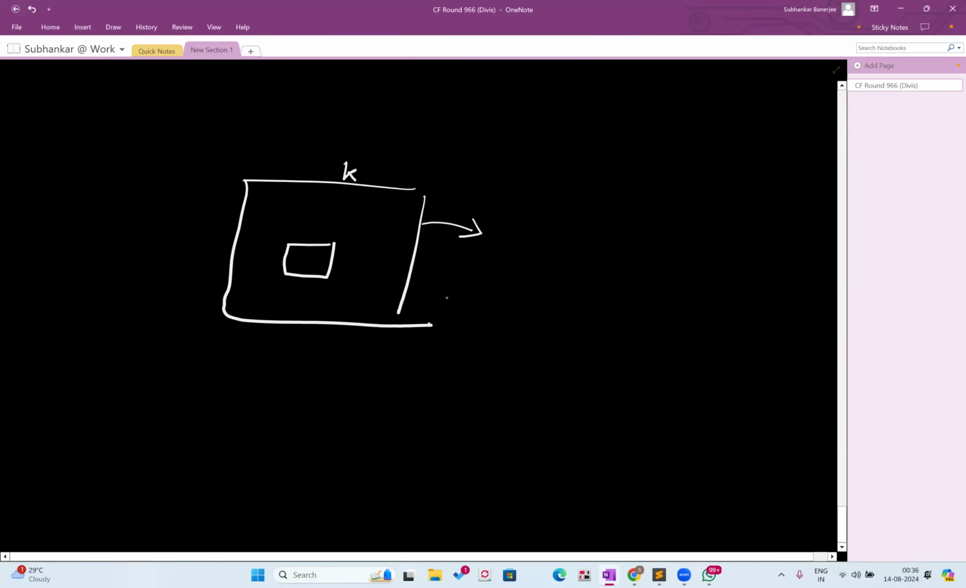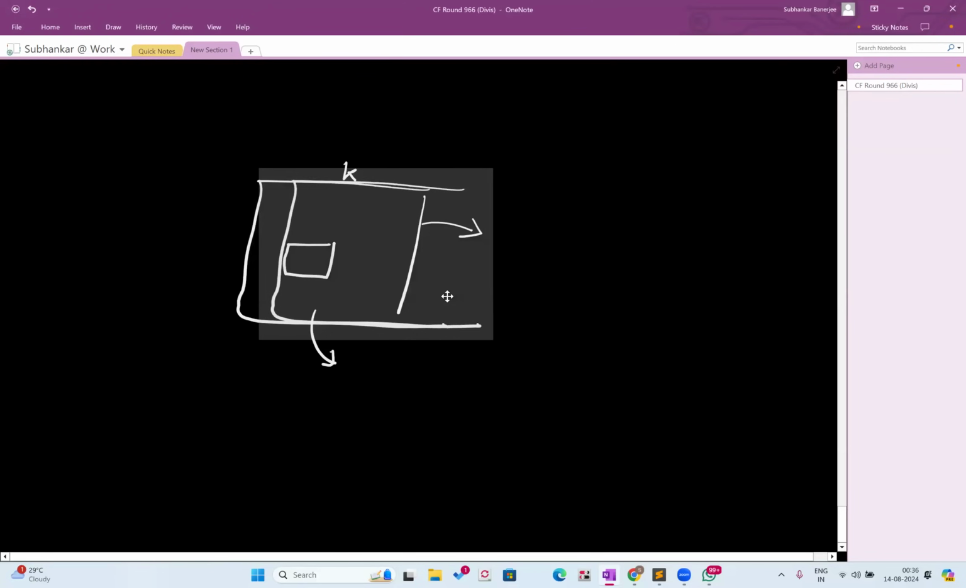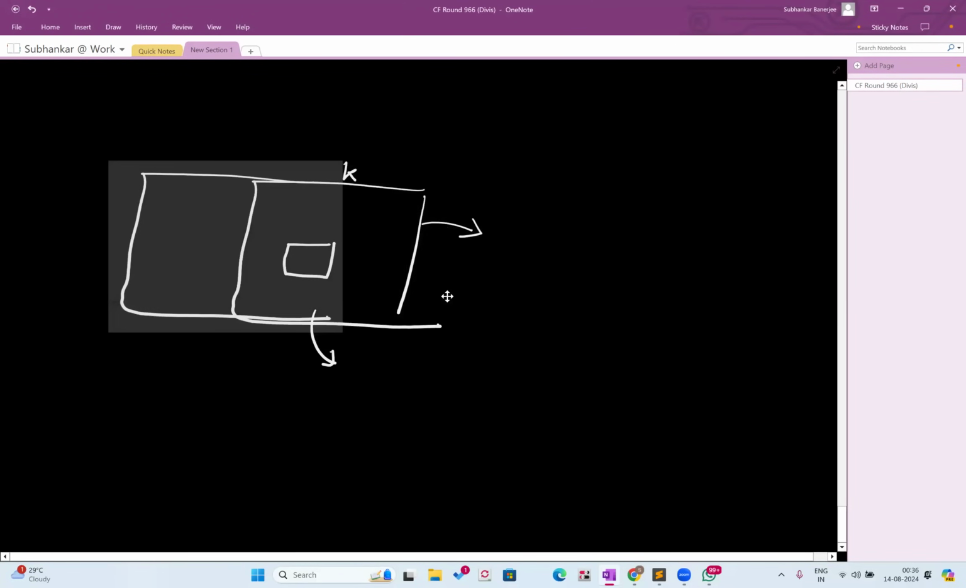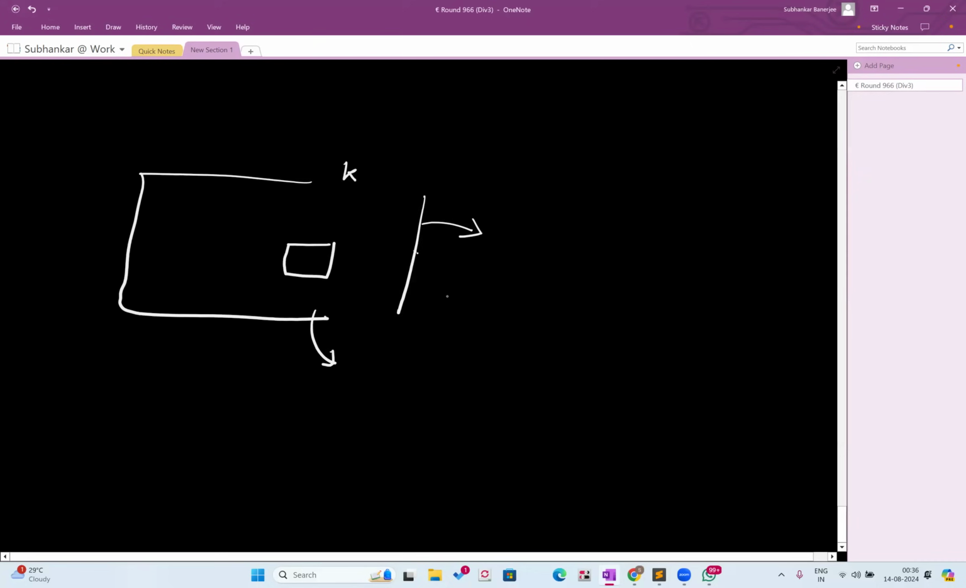I'll just show you. This is my cell, and this is a subsquare of length k. I can just move it here, I can just move it here. I have a horizontal range where I can move it up to like this. Up till this, it's fine. But beyond this, I cannot move. Then (i, j) will not be a part of it.